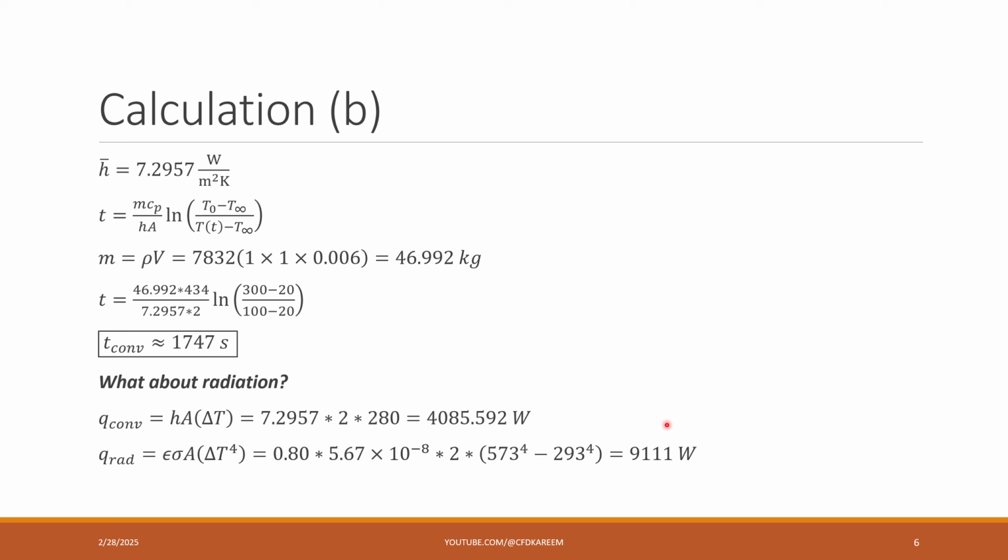So if we wanted to actually get an accurate value for how fast this plate is going to cool, we really should add the radiation value into our calculation. If we neglect it, this plate is going to appear to take a lot longer to cool than it really will in real life when we neglected this radiation.